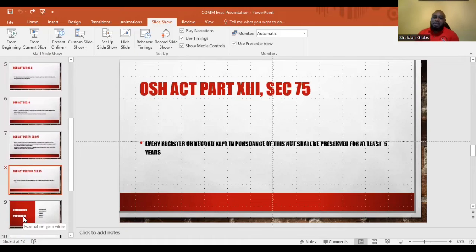Under Part 13, Section 75 of the Act, it also makes mention that these registers or records must be kept in pursuance of this Act and shall be preserved for at least 5 years. Again, this is for the purpose of auditing. You must have these records to show, in the event of any eventuality, that you have been performing these activities in a timely manner and that your employees are well aware of your evacuation procedure.